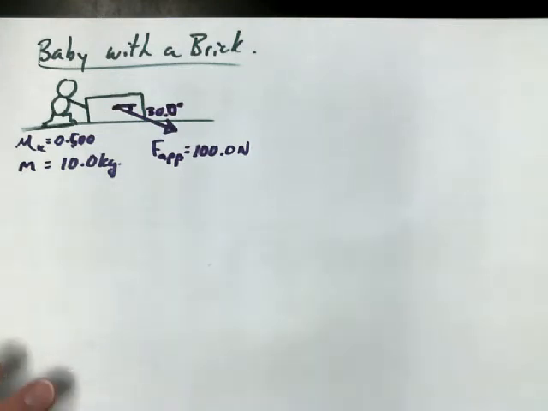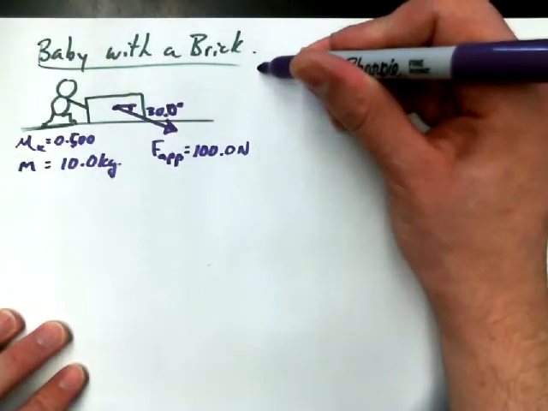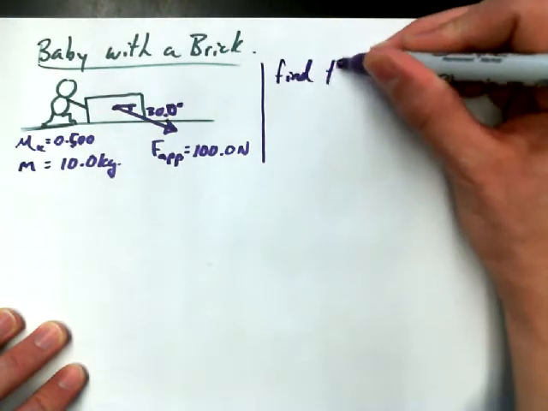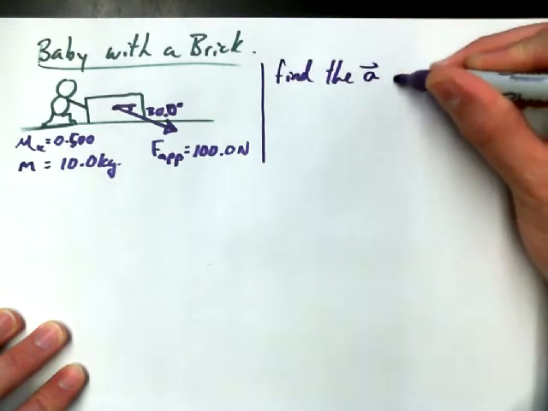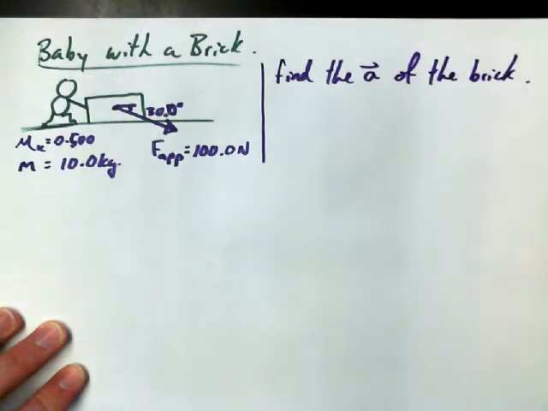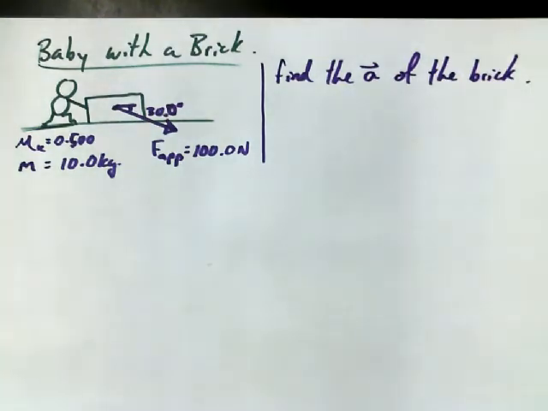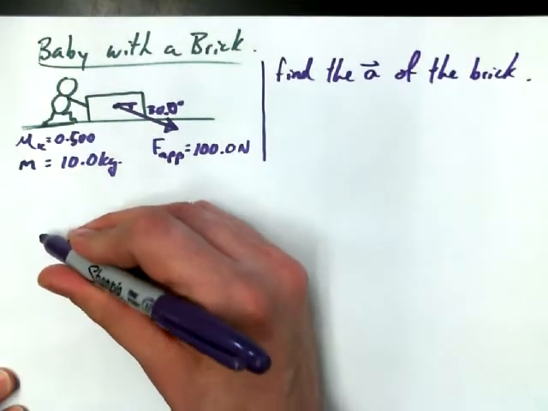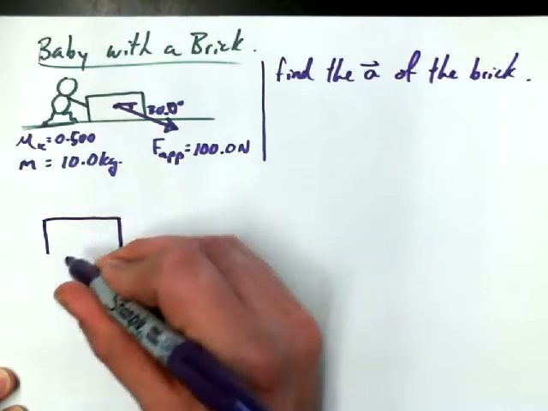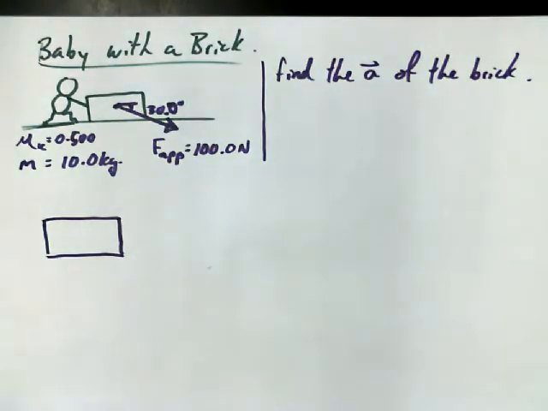So here's the question. And it's not much of a question. It's not a very long question, but the answer takes a little bit longer than the posing of the question. As usual, we'd like to find the acceleration of the brick. So the first thing we always want to do is draw a free body diagram. Give me some forces. What are some forces acting on this brick?